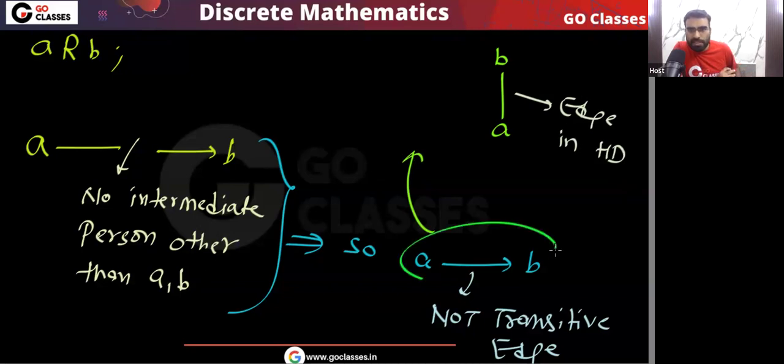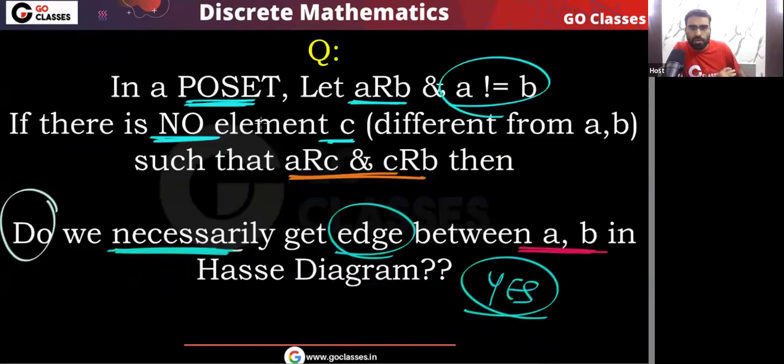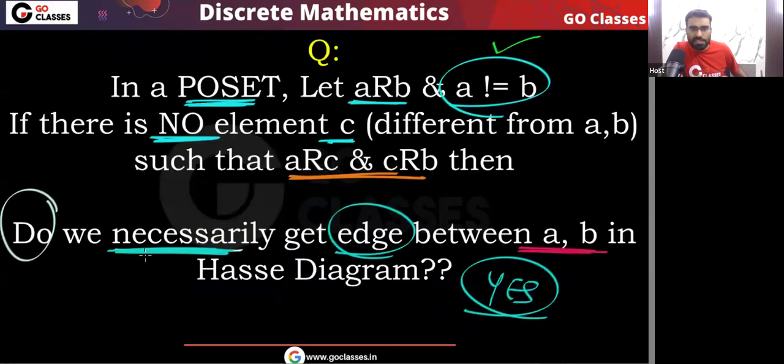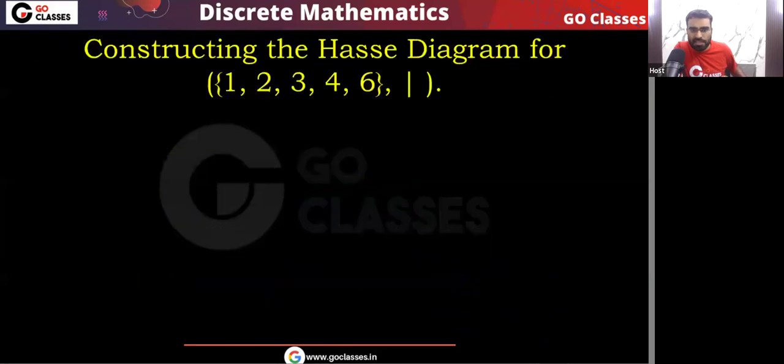Please tell me, can this edge be a self loop? Is it possible this edge can be a self loop? No, the question is saying A is not the same as B. The question is saying A, B are different. So this is not a transitive edge. This is not a self loop. Yes or no? Is this clear? This is not a transitive edge, nor a self loop. Okay, so very simple, necessarily in the Hasse diagram you will get this edge.